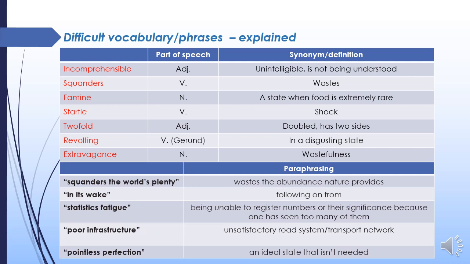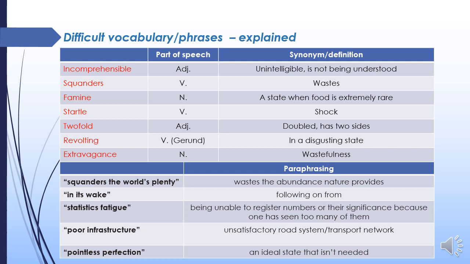Revolting is a verb, and in this case, it's a gerund, and it means in a disgusting state. So basically, the waste of the food stays in the bin for too long, and when the health officials that are responsible for taking it out come, it is in an incomprehensible state. It is in a revolting state, a disgusting state. They cannot take it and, for example, give it to other people or restore it somewhere. It is beyond reparation.